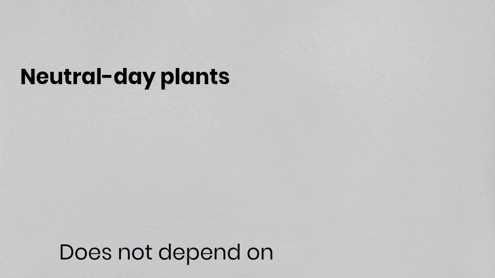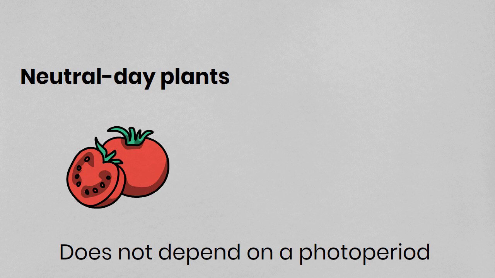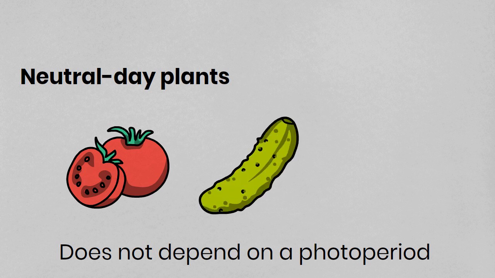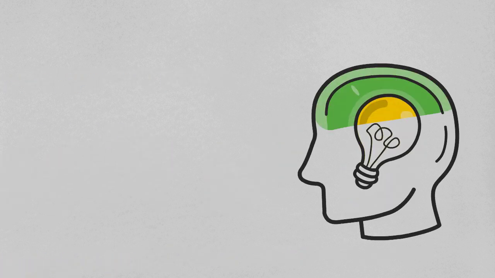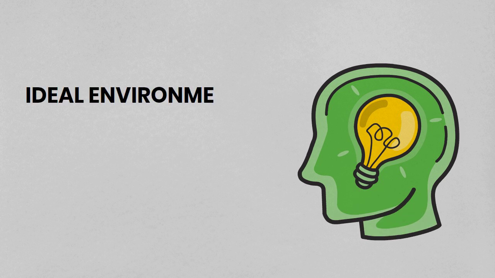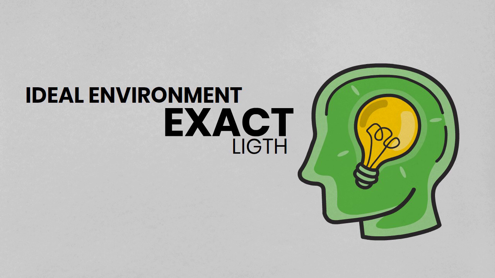Neutral-day plants: flowering does not depend on a photoperiod. Examples of neutral-day plants are tomatoes, cucumber, some species of strawberries, and begonia. Kenobi's monitoring and automation, through artificial lights and temperature control, create the ideal environment for the development of plants, giving them the exact amount of light they need at each stage of their development.